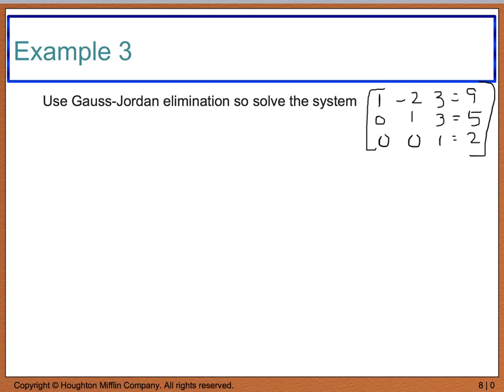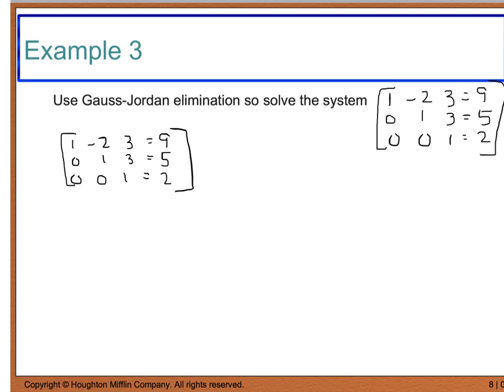Okay, in this example, right now I see that this -2 is keeping this leading one from meeting the requirements of being in reduced row echelon form. So an easy way to get rid of that -2 is to see what can I do to cancel this -2 out with this row.